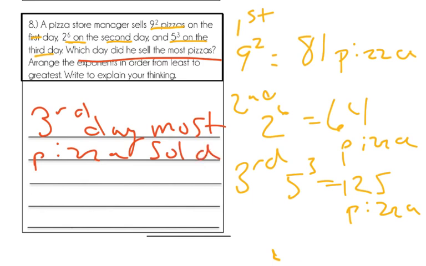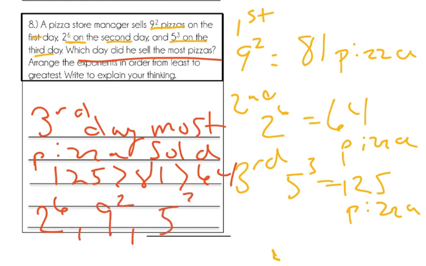They want us to arrange the exponents in order from least to greatest. Well, before I do that, I want to say 125 is greater than 81, which is greater than 64, okay? I have my work over here showing that. So I'm going to put them in order now from least to greatest. Well, my exponents least to greatest would be 2 to the 6th, then 9 squared, then 5 to the 3rd, okay? We're not going to worry about writing, explaining our thinking right now, okay? So that's how we would solve that one and show all of our work. So make sure you have all that when you turn this in today, okay?